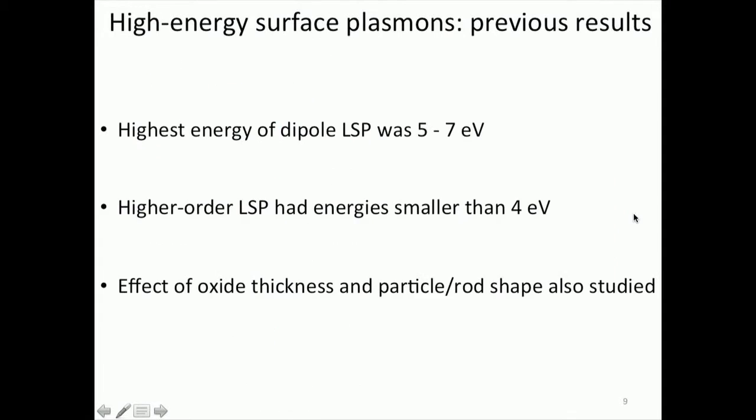So to sum up, people have studied surface plasmons in different materials, and they have pushed it. The highest energy of the dipole localized surface plasmon was about 5 to 7 eV. Furthermore, people have also studied higher order localized surface plasmons. However, the energy is quite smaller, around 4 eV, the maximum energy reported. And people have also studied the effects of oxide thickness and particle shape, for instance.